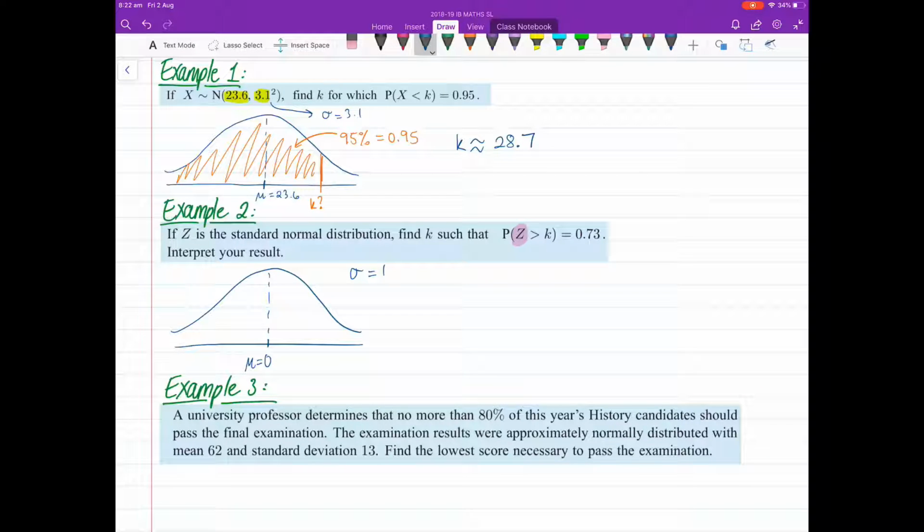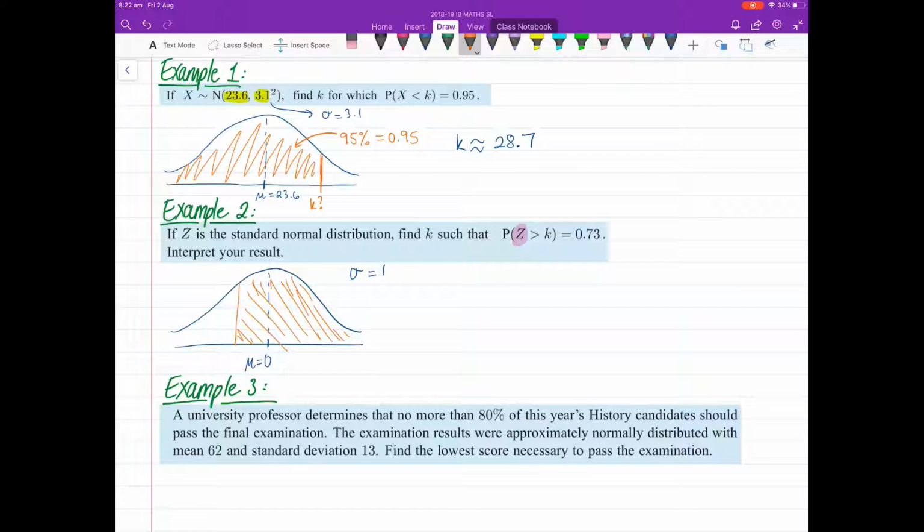So 0.73 is going to be something like, let's have a look, it might be somewhere here. Okay? Because we want it to be bigger than 0.73, so we want it on this end, right? This is greater than 0.73, or 73% of your population or whatever it is that you're talking about, okay?